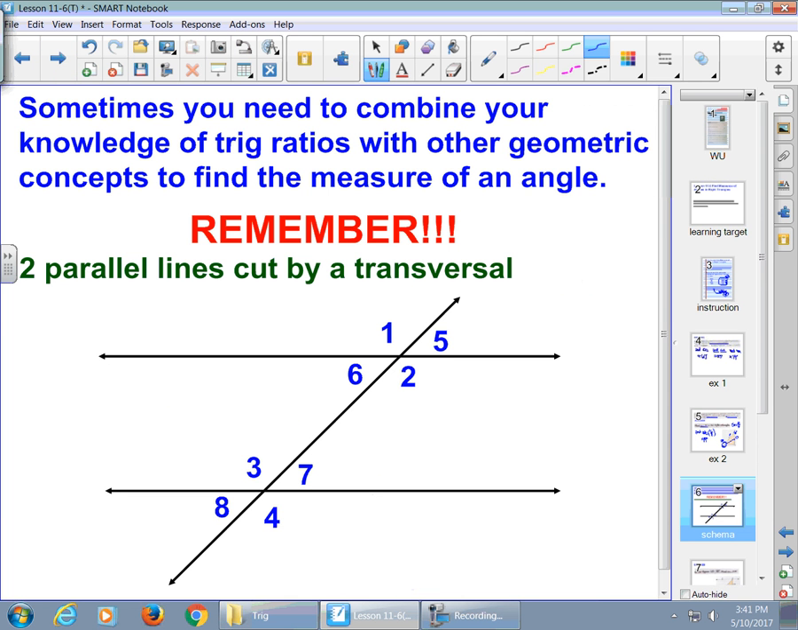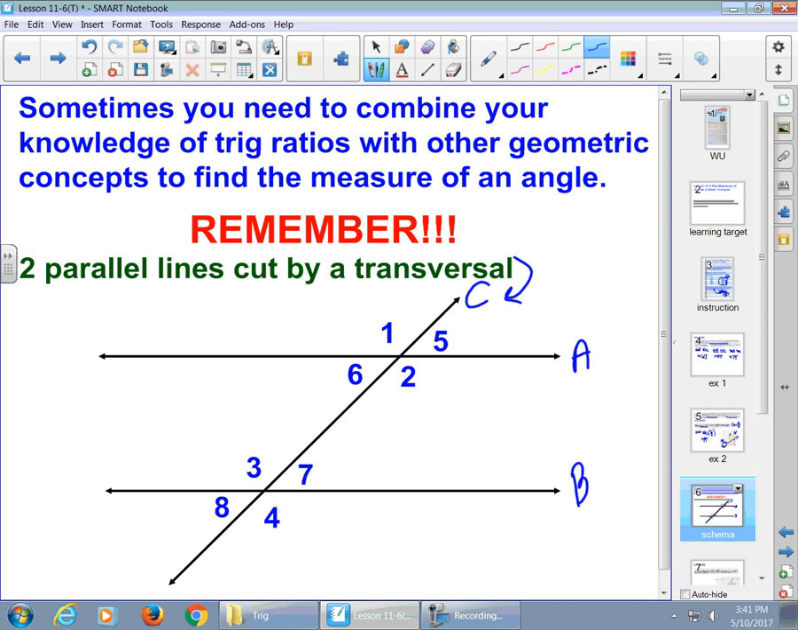Sometimes you need to combine your knowledge of trig ratios with other geometric concepts to find the measure of an angle. So this is something that you should have gone over last year. If you didn't, I'll do a little rundown of it right now. But this is an example where we have two parallel lines, say this is line A and this is line B. So line A and B are parallel lines, and it's cut by the transversal line C.